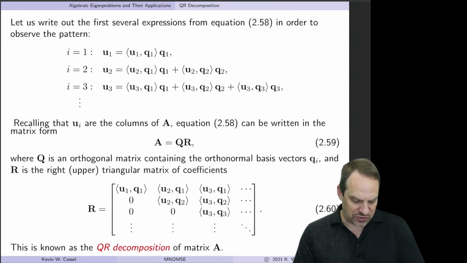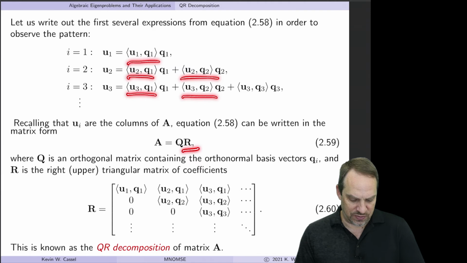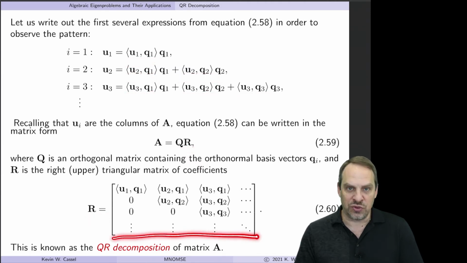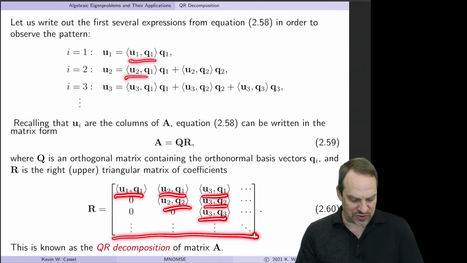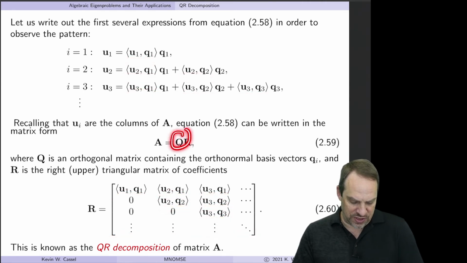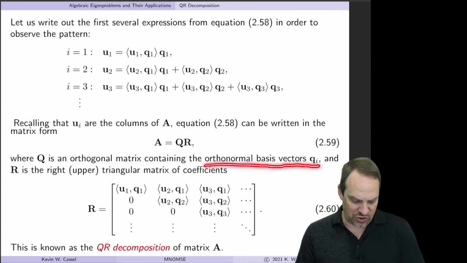So the q's take care of these vectors, and the R takes care of the coefficients. So then you can see that the R is indeed right or upper triangular, with the values of its elements being these inner products, which are the coefficients that you see up here. And then the Q is again our orthogonal matrix that has the orthonormal basis vectors, the qi's, as its columns.